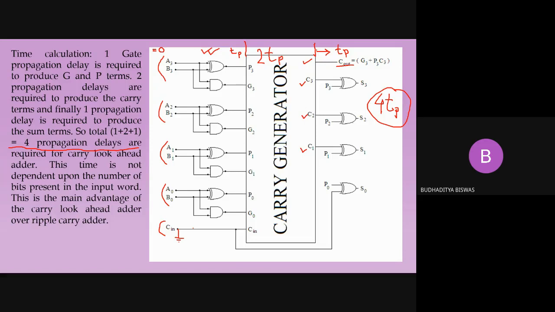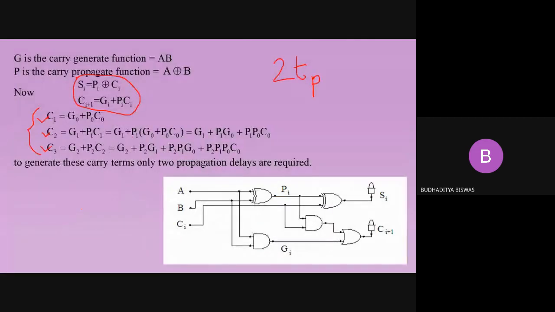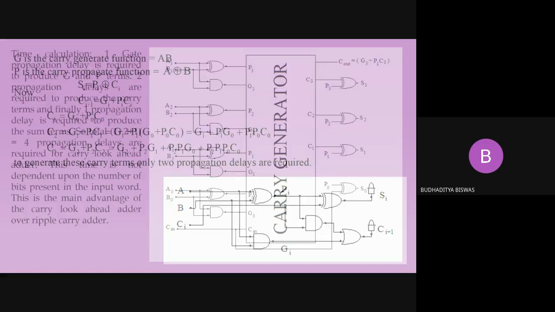This is a very important topic for the exam, because for so many years the question has come: draw the block diagram of the carry look ahead adder and explain the operation of it. For explaining the operation, you don't need to explain all these things. If you write whatever is written, you will get full marks. You don't need to explain why 2 TP time is required. After the expression, you may write that to generate this carry, only 2 propagation delay times are required. That is sufficient to get full marks.